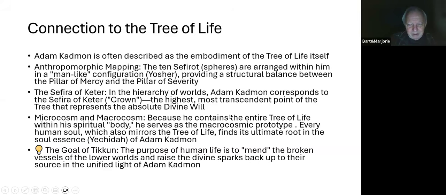In the hierarchy of worlds, Adam corresponds to the Sephirah of Keter, the crown, the highest, most transcendent point of the tree, that represents the absolute divine will. But because he contains the entire Tree of Life within his spiritual body, he serves as the macrocosmic prototype.